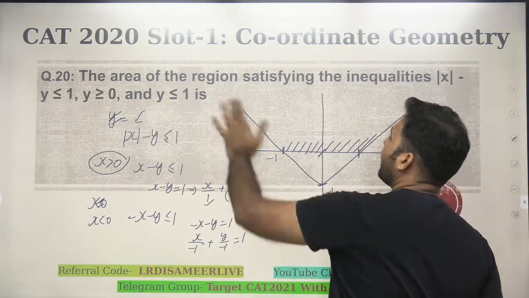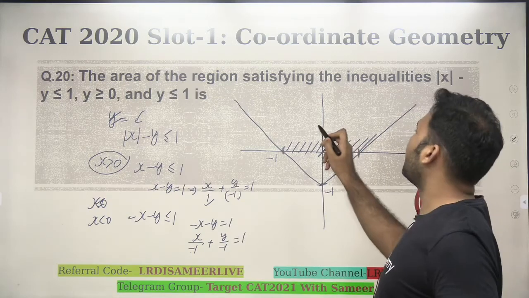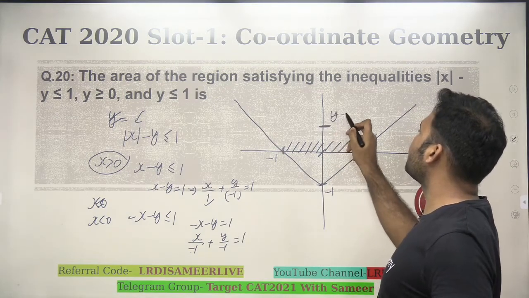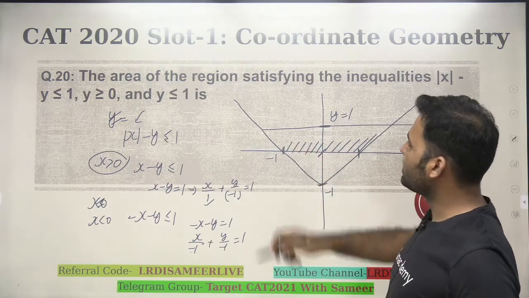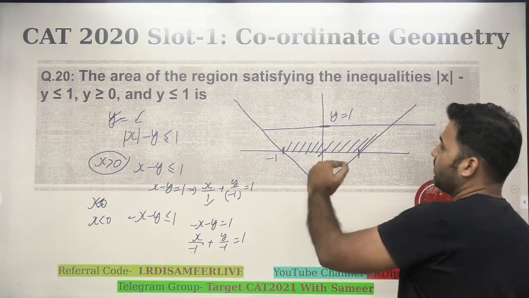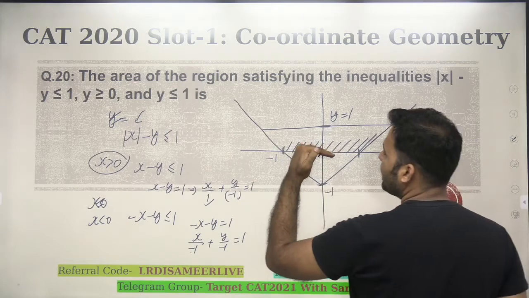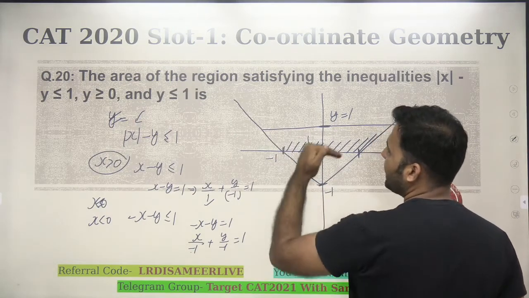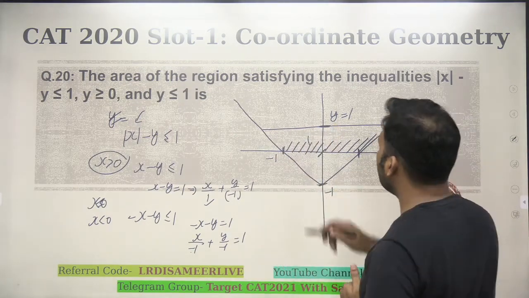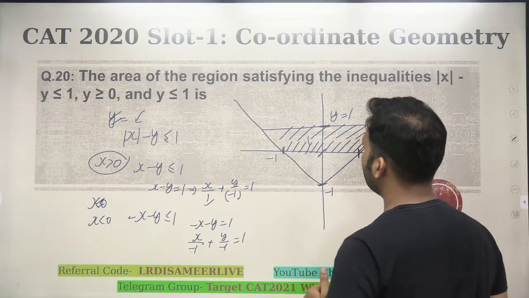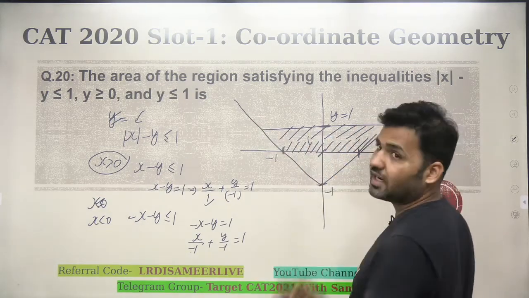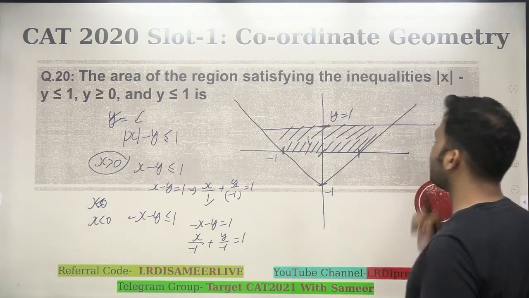And when I say y is less than equal to 1, I know that y is equal to 1 is this line. So if I draw a line here, y equal to 1. Y greater than equal to 0 means the area which is above the x-axis. Y less than equal to 1 means area which is below this line. And mod x minus y should be less than equal to 1 means it should be inside this V region. So this is the shaded region that I need to find out.